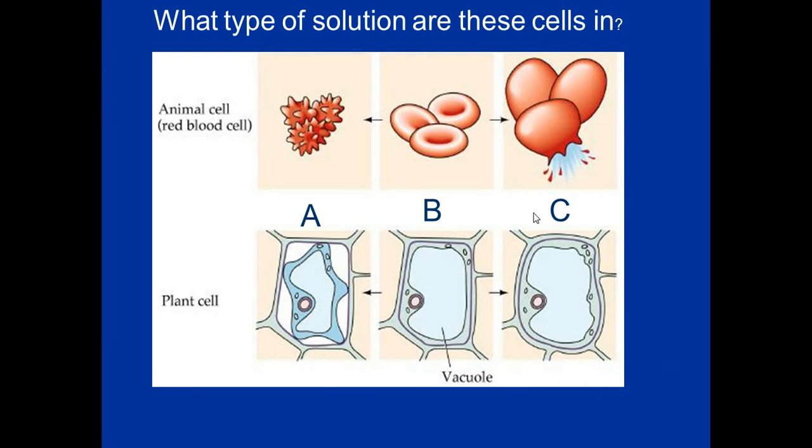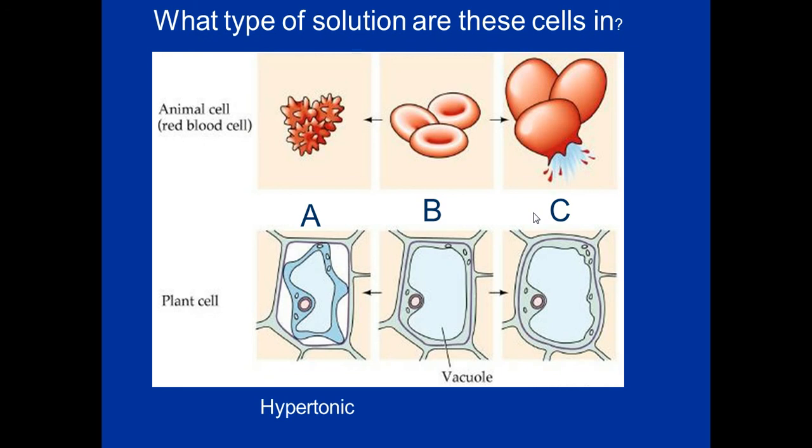So, what types of solution are these cells in? In picture A, you see this animal cell, or the red blood cell, shrinking. In picture B, you see the cells staying the same size. And in picture C, you're seeing the cells swelling and then bursting.